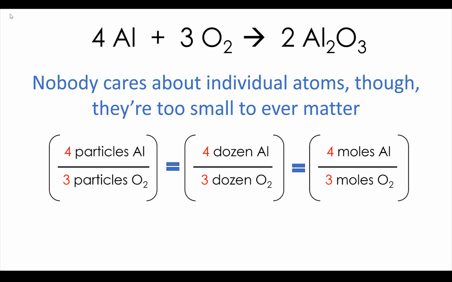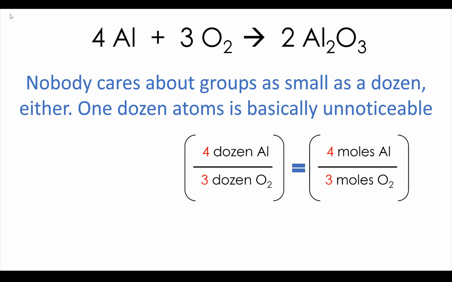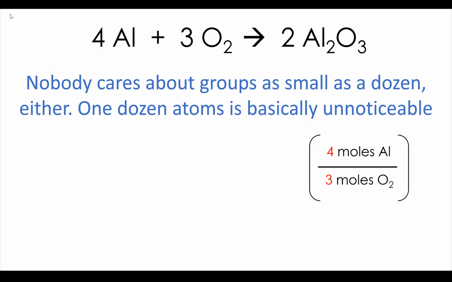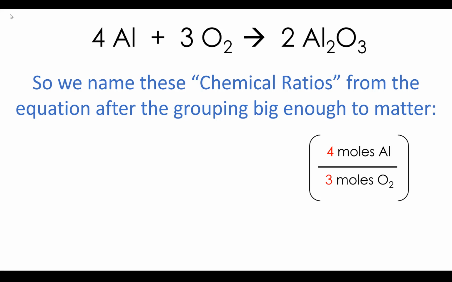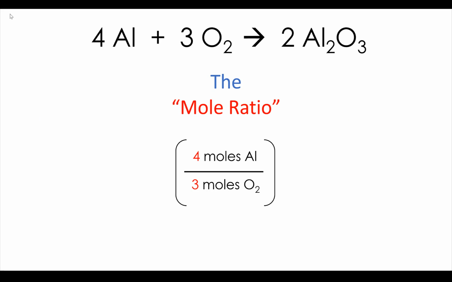Now, nobody cares about individual atoms. They're too small to ever matter. And groups of a dozen atoms are similarly small and don't really matter. The only grouping big enough to matter is the molar grouping. That's why chemists invented the concept of a mole. And we call this the molar ratio.